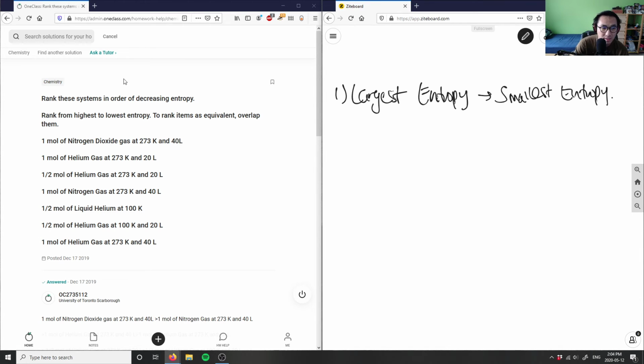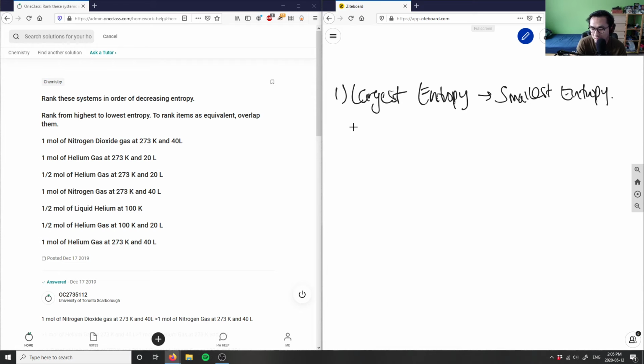Okay, so we're given these systems here. We have 1 mole of nitrogen dioxide at 273 Kelvin and 40 liters. We have a mole of helium gas at 273 Kelvin and 20 liters, and then a combination of these. So if we want to figure out this problem, we have to look at these specific factors.